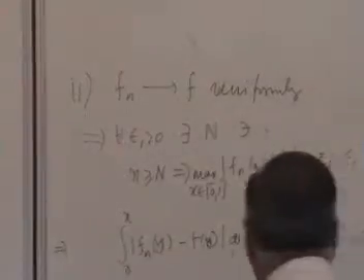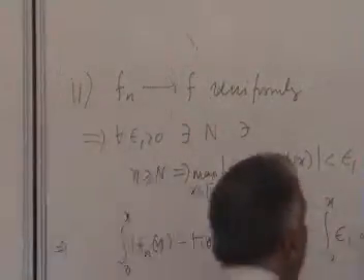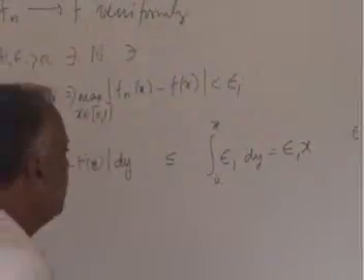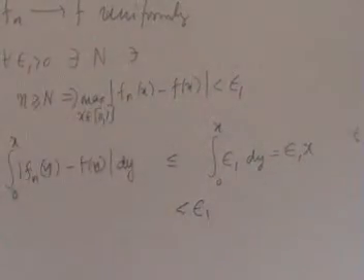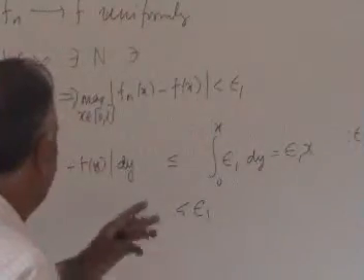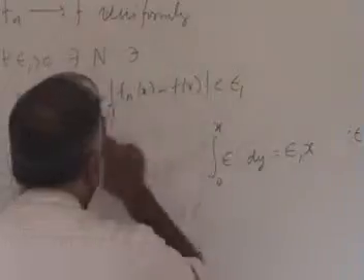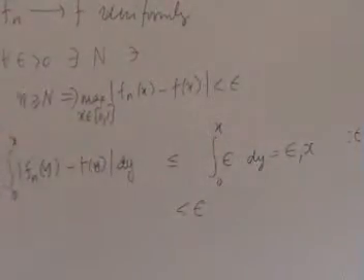Again, I have not done integration, but look at your intuition. So this will be epsilon 1 into x, but x is less than 1, so this is less than epsilon. So the integral of mod Fn(y) minus F(y) dy is less than epsilon 1. Oh, I have chosen epsilon itself. I thought I had put a, b and wanted to adjust. I have put 0, 1, so I am lucky. Otherwise, I would have got b minus a.